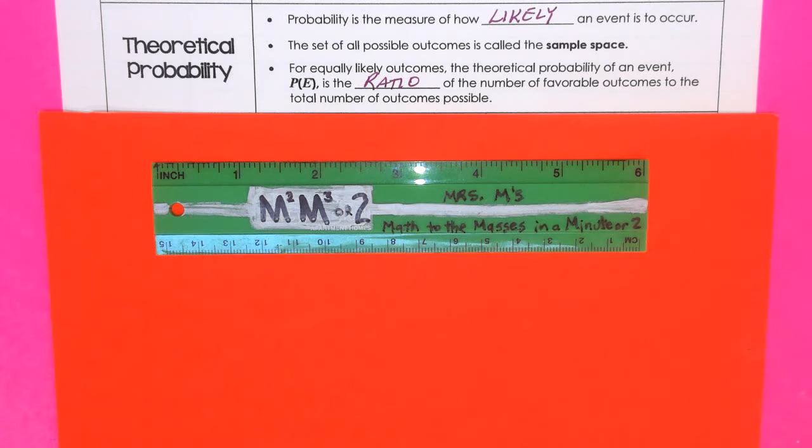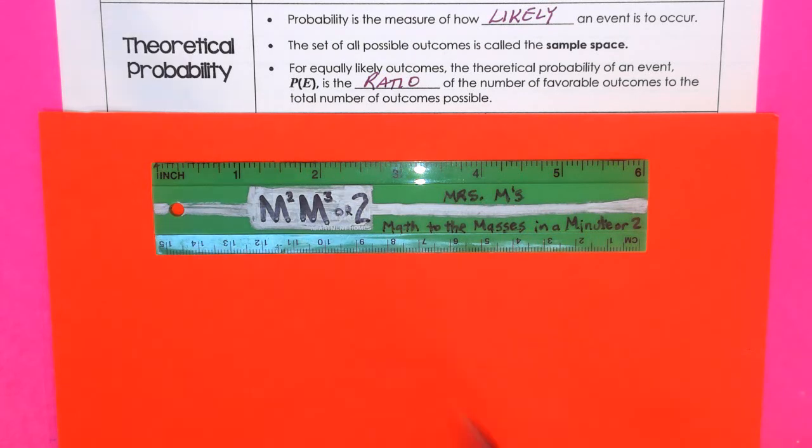In this episode of M Squared M Cubed, or M2, Mrs. M's Math to the Masses, in a minute or two, we'll keep working through theoretical probability, looking at simple events and the complement of an event, calculating those values.